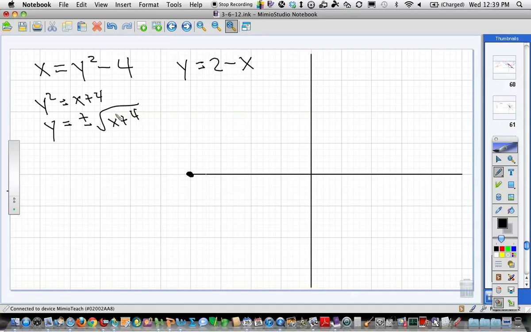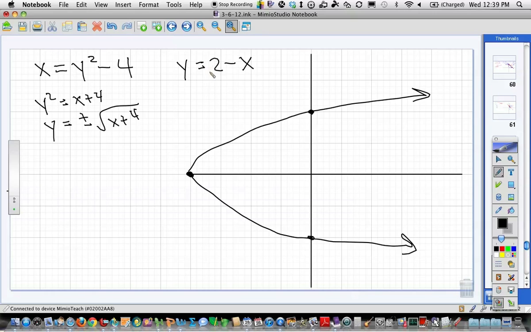Now, if I put in a 0 for x, I get plus or minus the square root of 4, that'd be 2, negative 2. So here would be my parabola, like so. And then this would be a y-intercept of 2 and a slope of negative 1. Did I do that right? It should intersect right here. We can fix that.